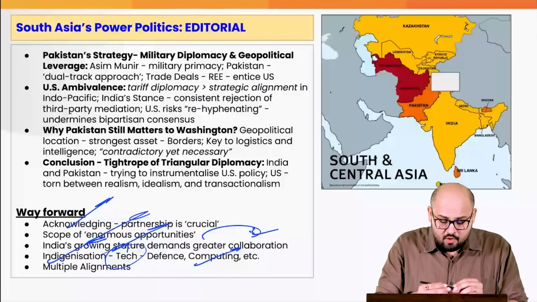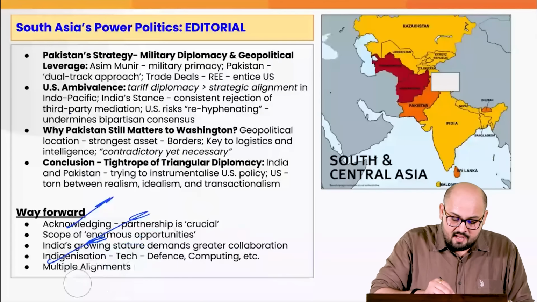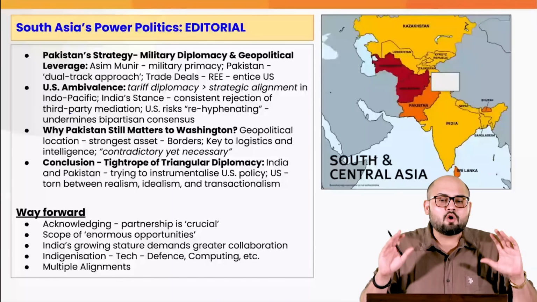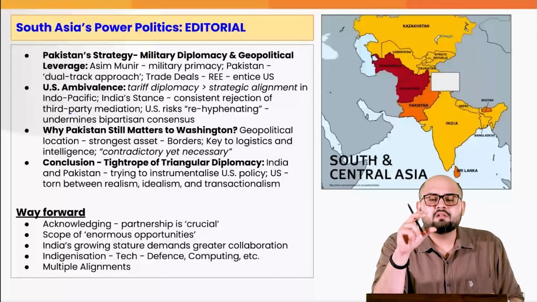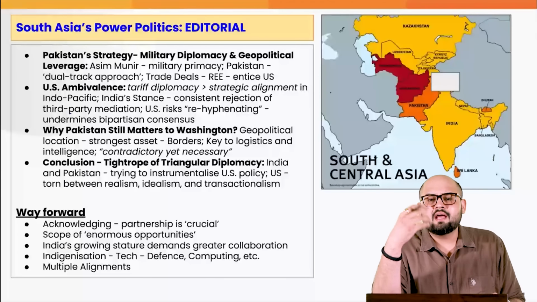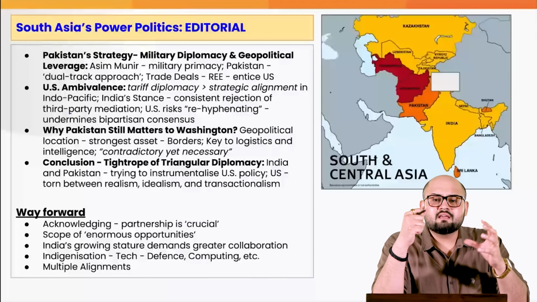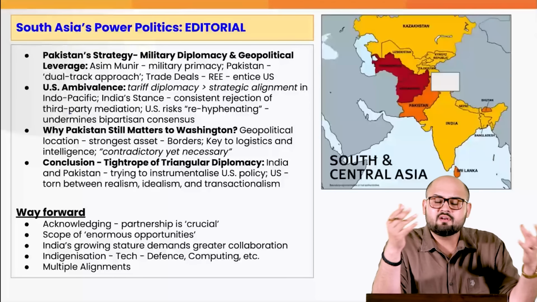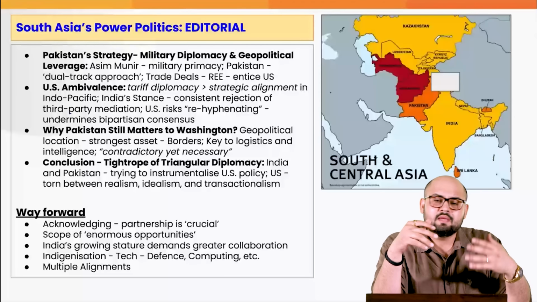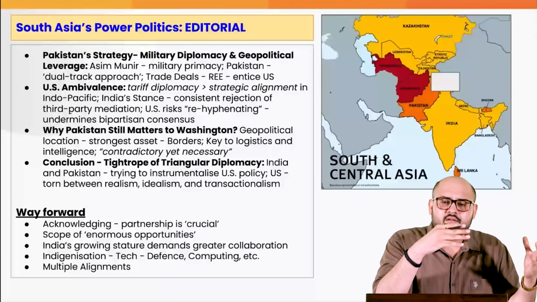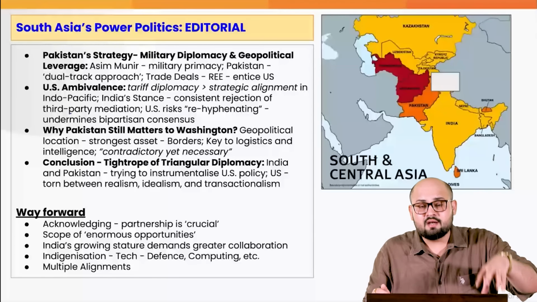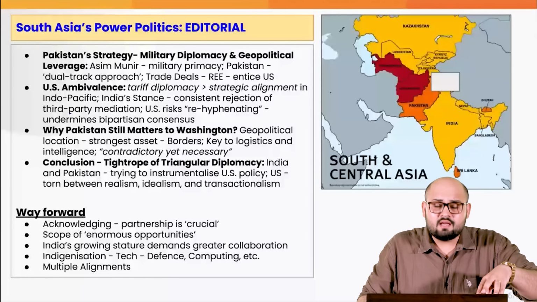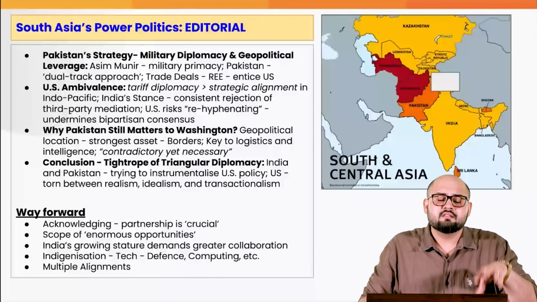Then again, India should also diversify. We're not talking about alliances; we are talking about alignments, right? Right now we are focusing on strategic autonomy, where India should come up with different partnerships with different countries around the world, be it Russia or countries like Iran. The US may not like it, but India has to do it, because for India, as said by Dr. Jaishankar, what is most important is the national interest.